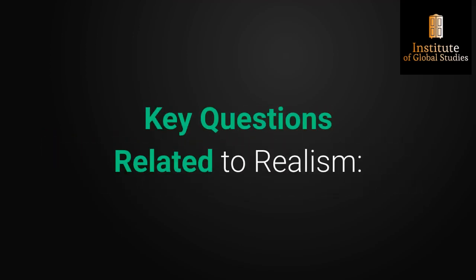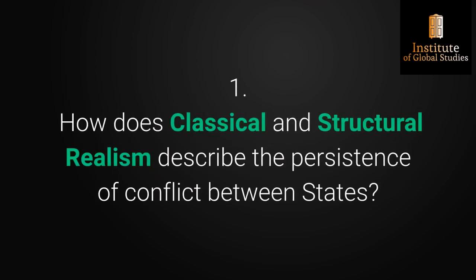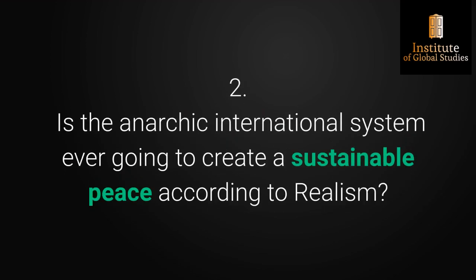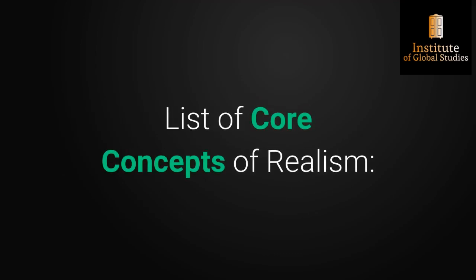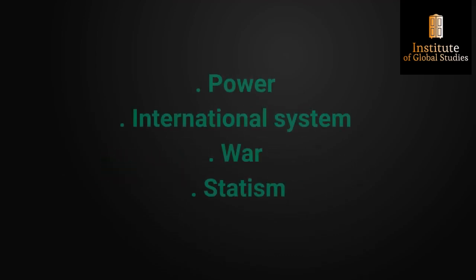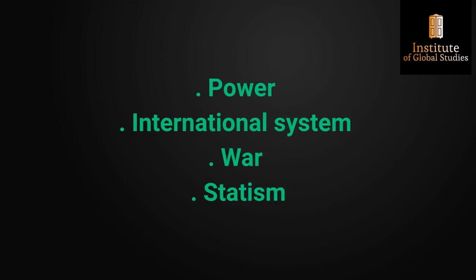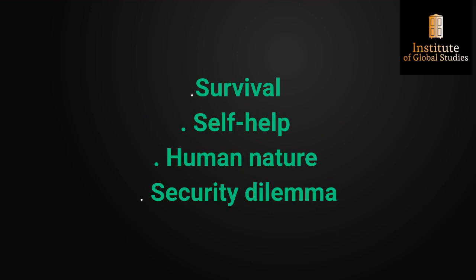Key questions related to realism. 1. How do classical and structural realism describe the persistence of conflict between states? 2. Is the anarchic international system ever going to create a sustainable peace according to realism? List of core concepts of realism: power, international system, war, statism, survival, self-help, human nature, security dilemma.